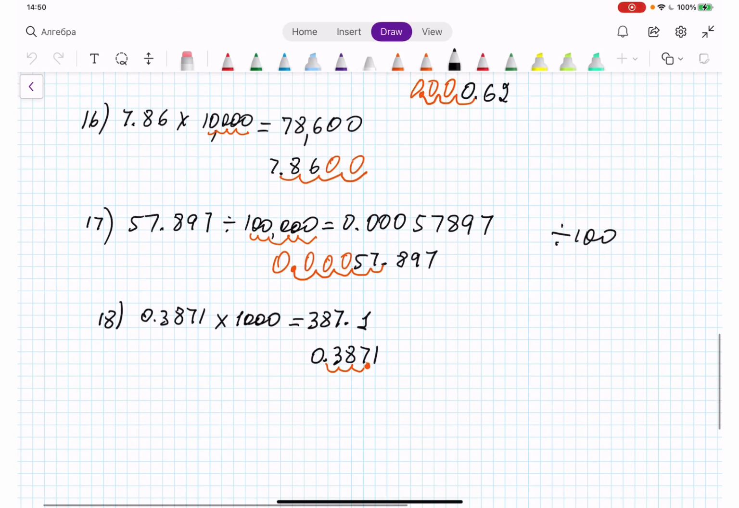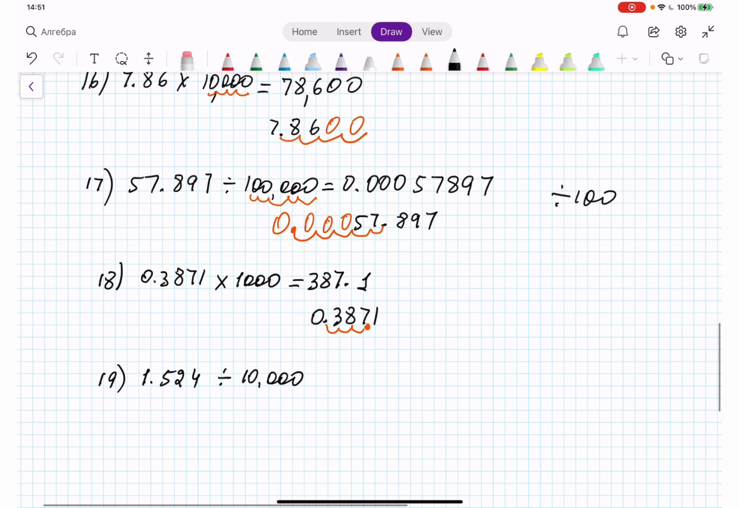Now this time it is dividing by 10,000. 1.524 divided by 10,000. Let me write down 1.524. 10,000 is 4 zeros, so this is 1, 2, 3, 4. There we go. And we are getting 0.0001524.